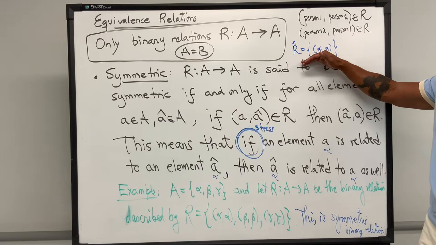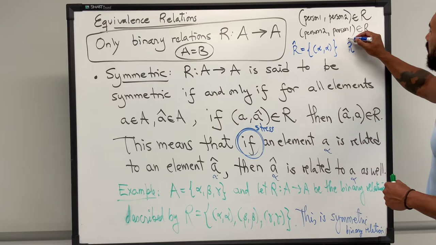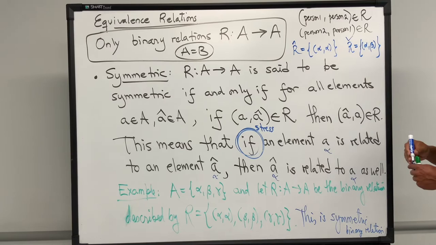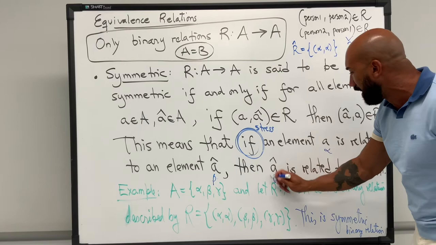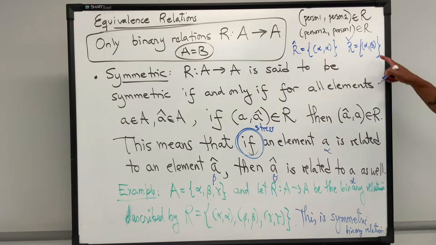But if I give you this relation now, alpha comma beta is the only pair in this relation. Is this symmetric? No, because now we have an element A that is related to an element A hat. In this case, A hat is beta, but A hat is not related to A. So if we have this pair in a symmetric binary relation, what this symmetry is telling us is that we need also the pair beta alpha. But we don't need anything else, just this.